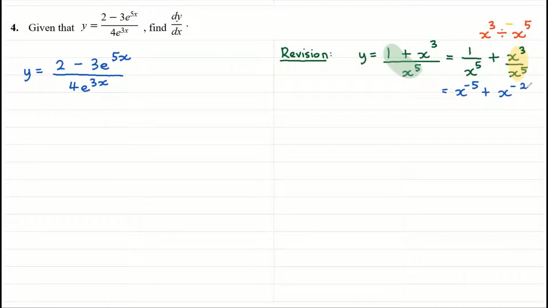We have the same idea here. So if you look at what we've got in this question, we've got 2 divided by the 4 multiplied by e to the 3x first. So let's write it as 2 separate fractions. 2 over 4 e to the 3x, subtract 3 e to the 5x divided by 4 e to the 3x.